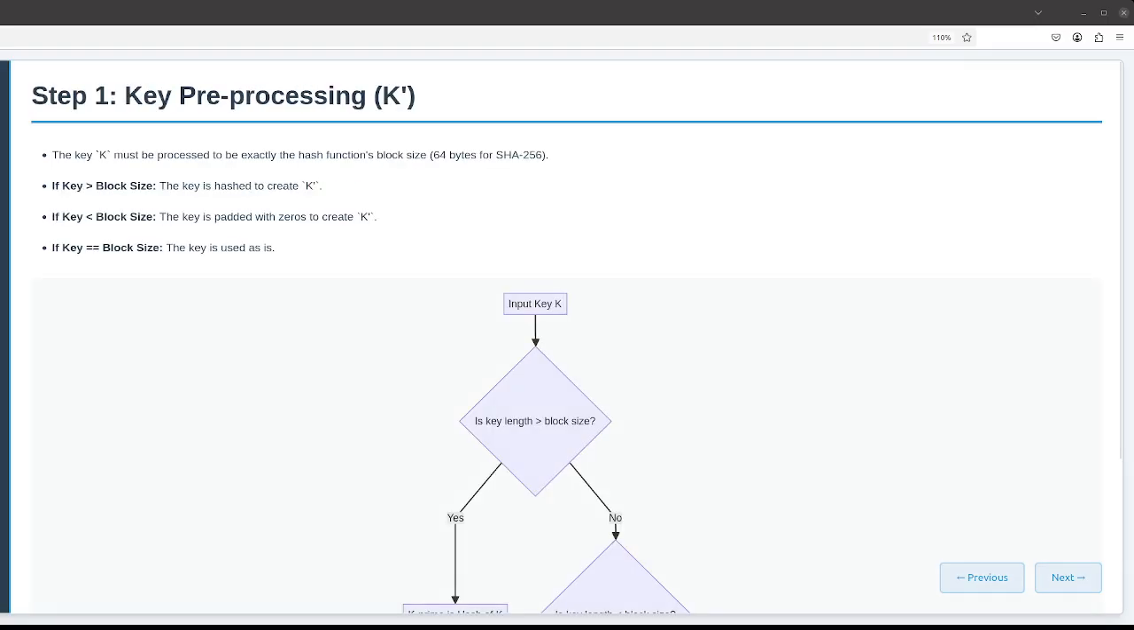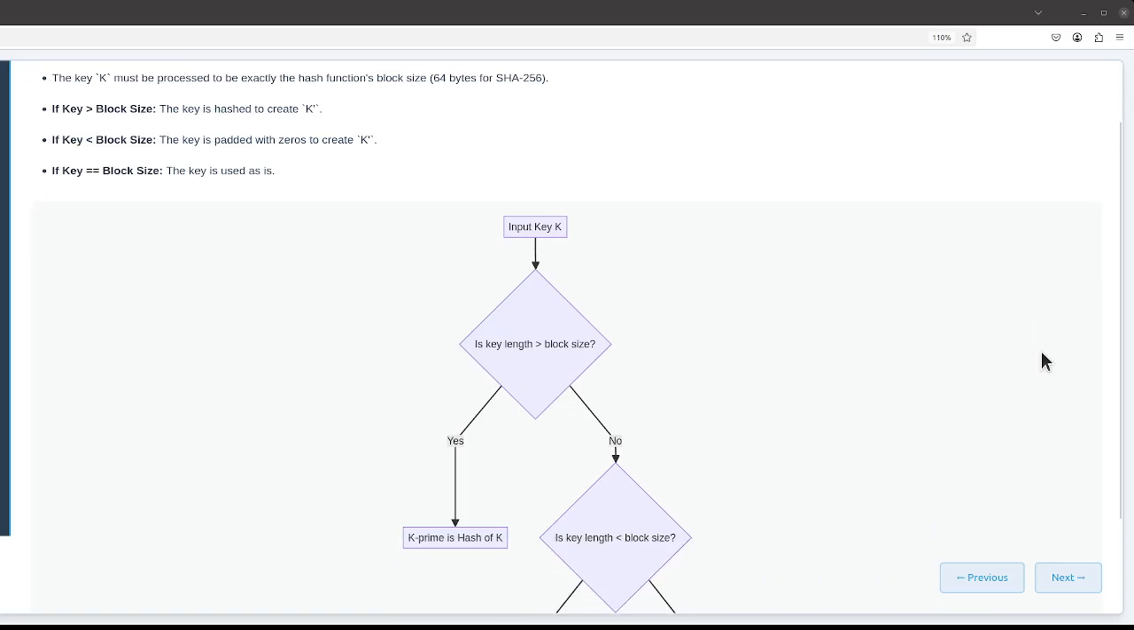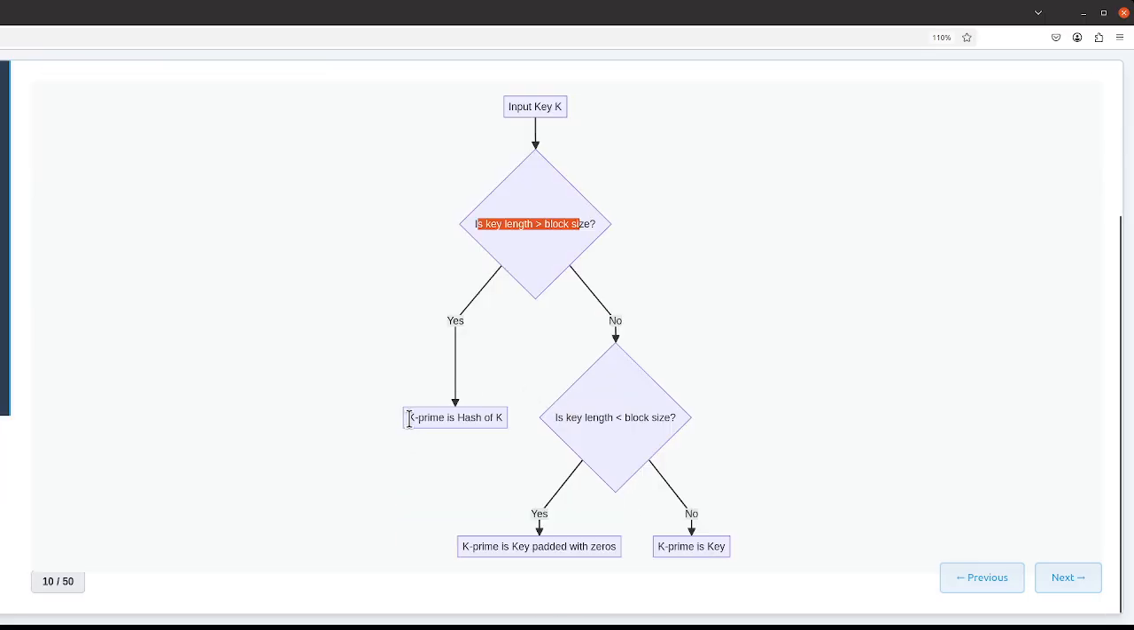Step 1. Key pre-processing, K'. The first step in an HMAC calculation is to prepare the key. HMAC requires the key to be exactly the same size as the block size of the underlying hash function. For SHA-256, the block size is 64 bytes. So, we have three cases for our input key K.